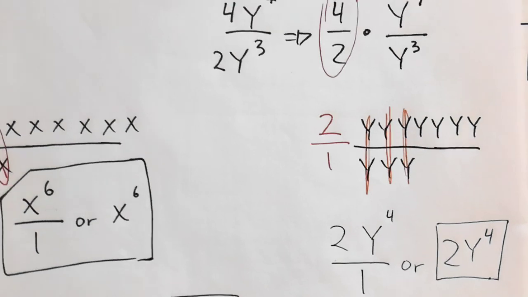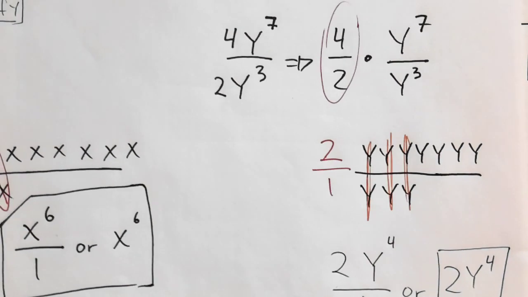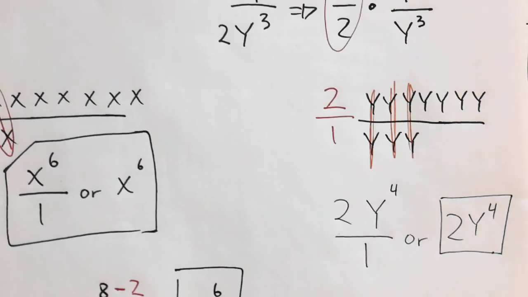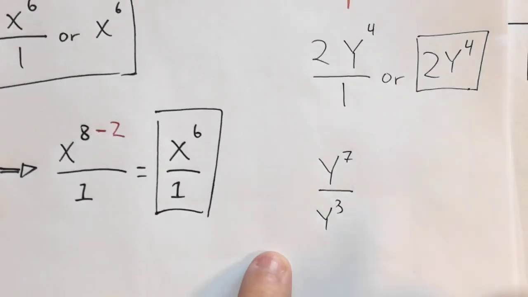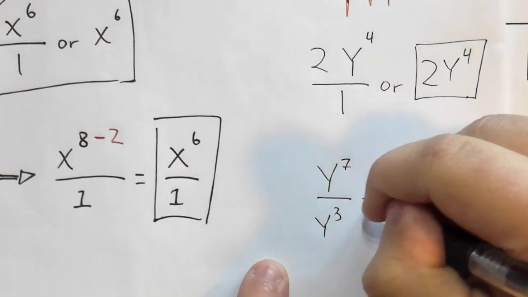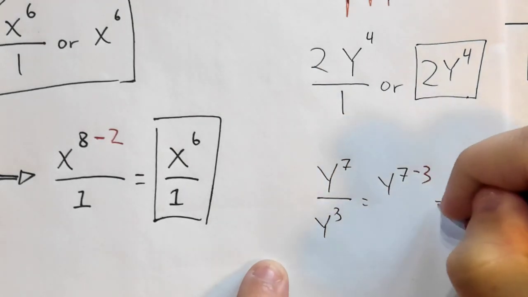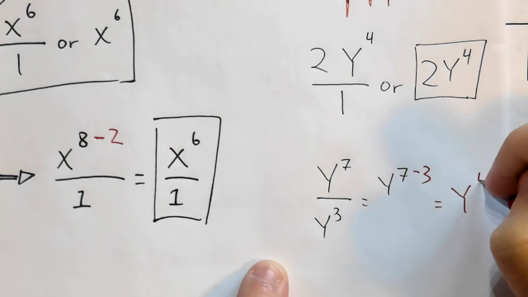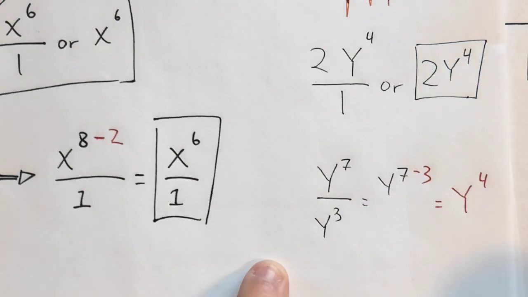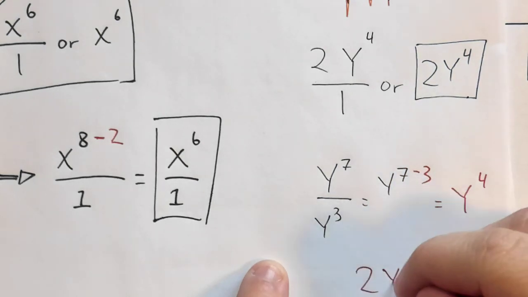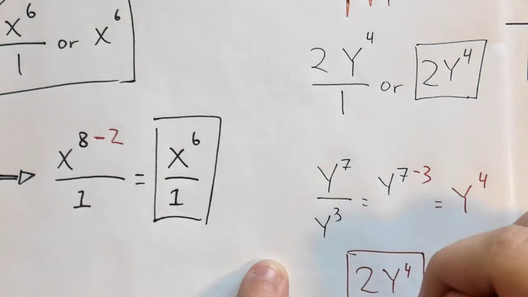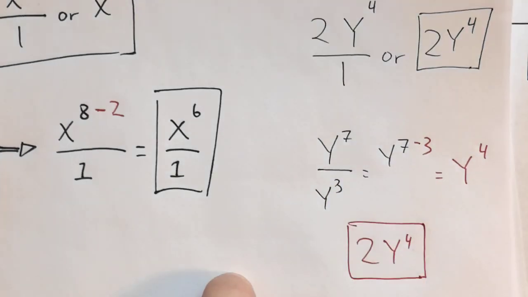Alternatively, if you want to do the exact same thing we did before, say, wait a minute, Mr. Miller, we can do the subtraction. Absolutely we can. We're going to get y to the 7 over y to the 3rd. You want to do the subtraction, bring them up. So this is equivalent to y to the 7 minus 3, and that's going to get us y to the 4th. And of course, you still have your 2 in front, so it would be 2y to the 4th. Whichever way works for you, both of these are correct.